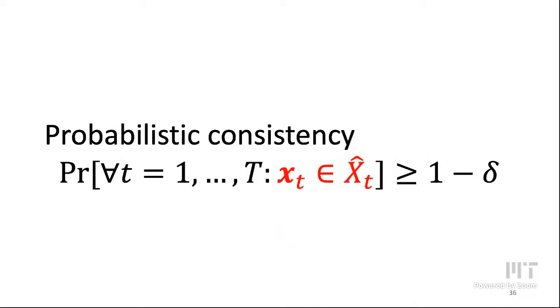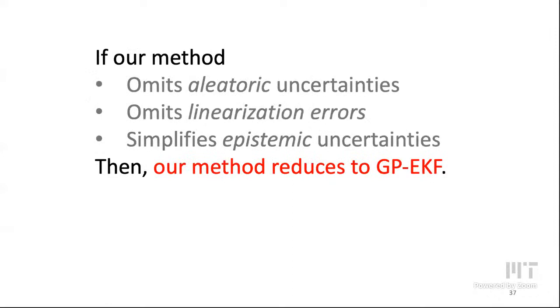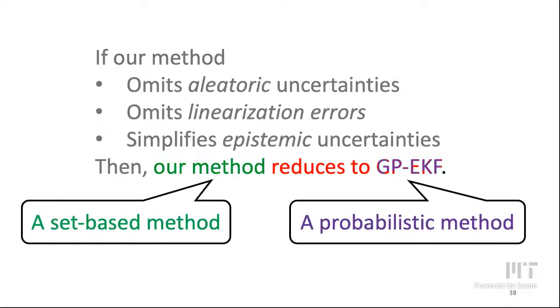In the end, our algorithm is able to guarantee probabilistic consistency, meaning that for all time, the state will be bounded by the set. In the meantime, if our algorithm omits all the uncertainties and the linearization errors, our method reduces to GP-EKF, which is a previous work combining Gaussian process with EKF state estimator. This is significant because our method is a set-based method and GP-EKF is a probabilistic method. So we theoretically bridge the two types of methods and show that they are equivalent in some ways.